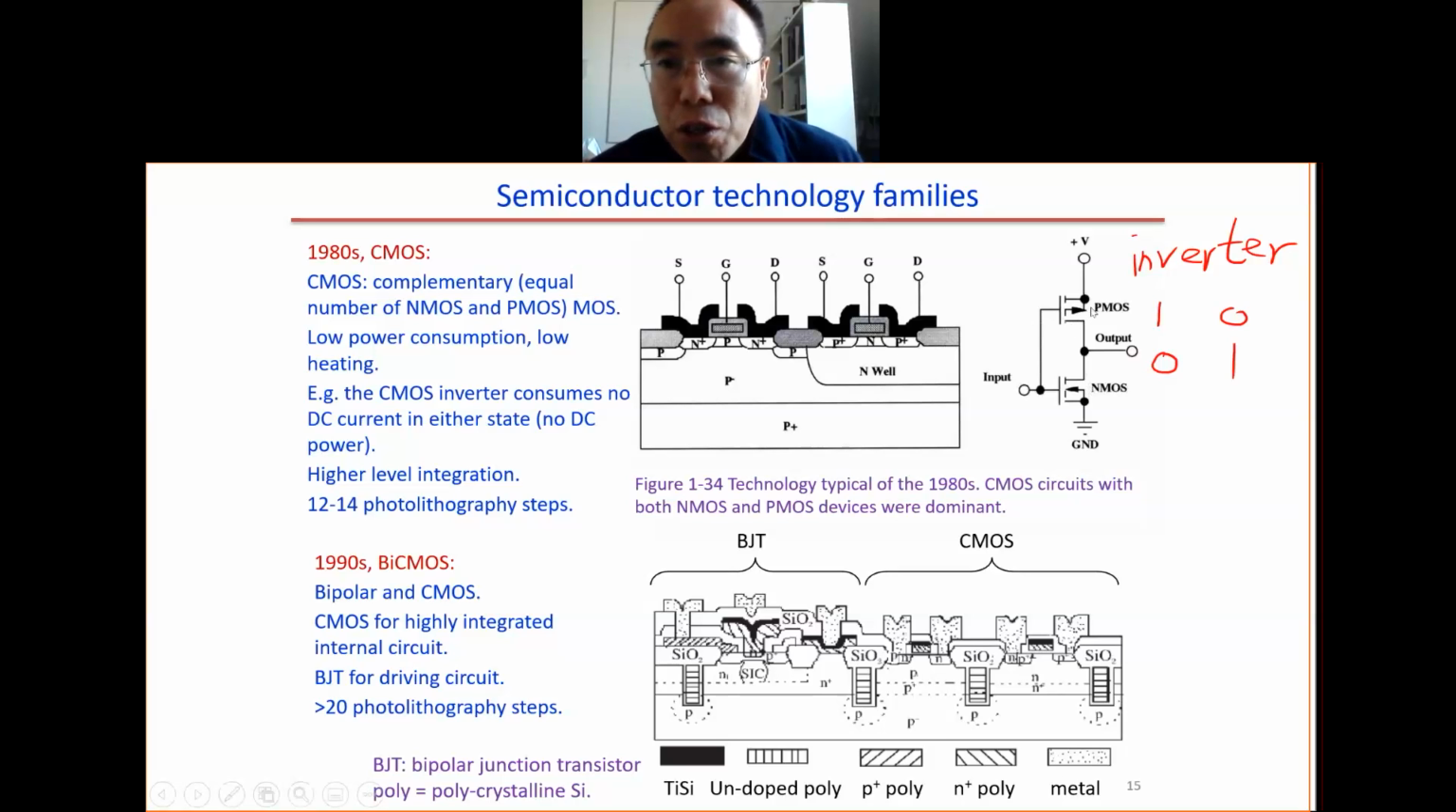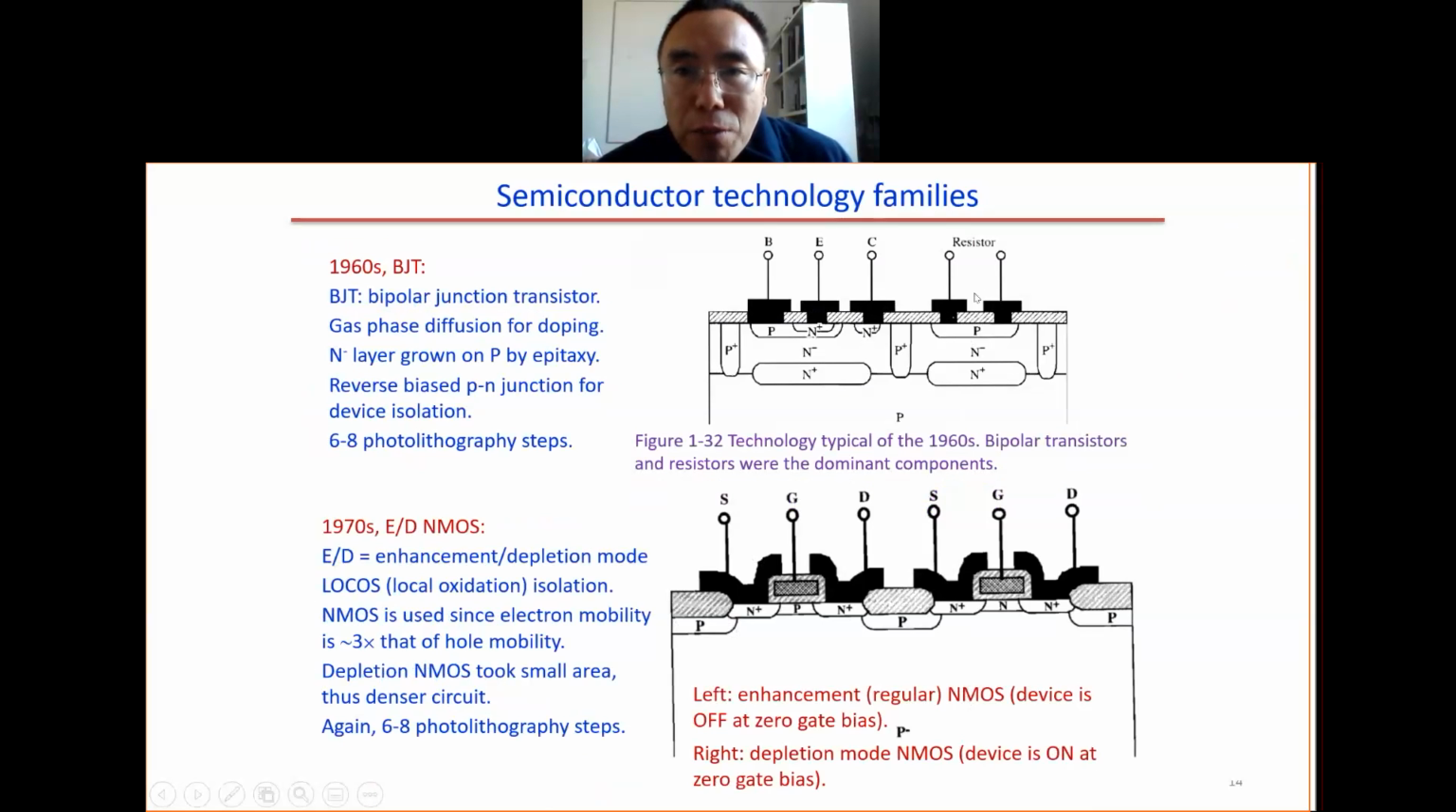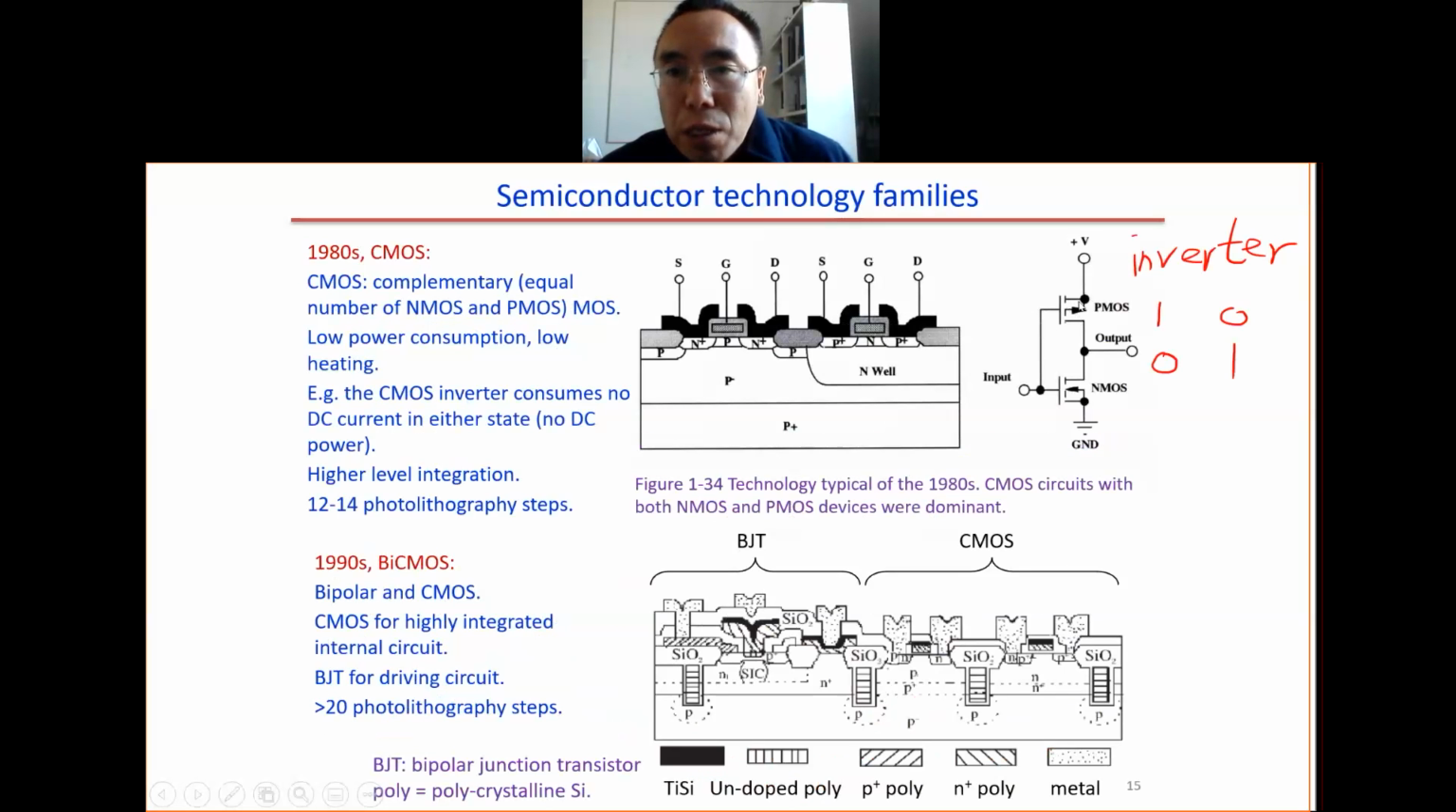That means there will be no current flow from here to here. But if you look at this one, you have the NMOS, and you have the transistor here. So you have the resistor. That means either this one or this one will be replaced by the resistor. Then if this one is on, there will be current flow from top to the bottom. So we have the power consumption. That way, the main advantage of CMOS is low power consumption.